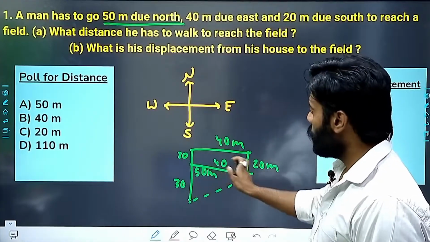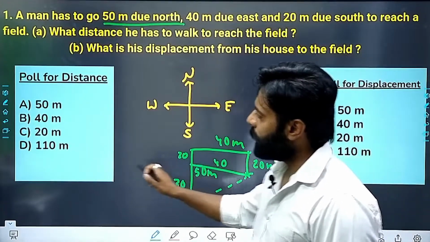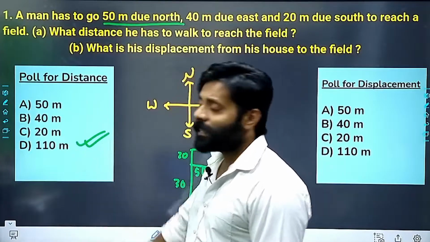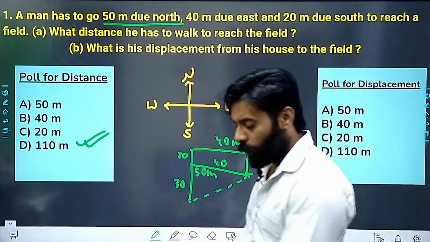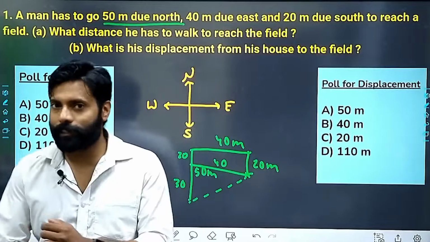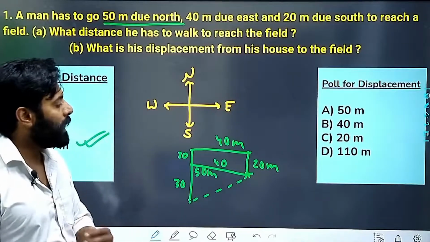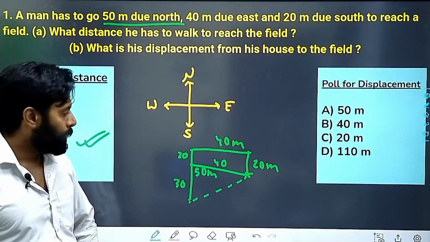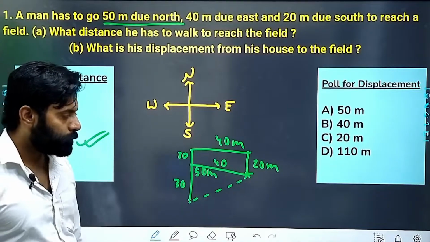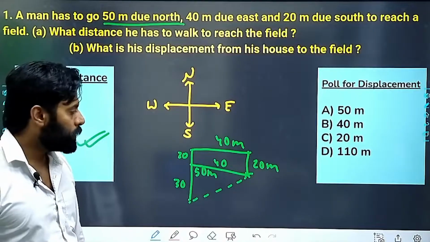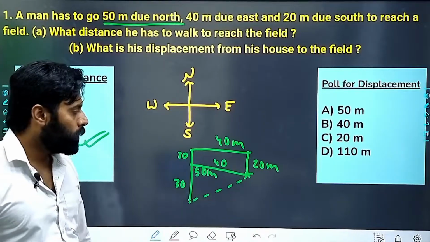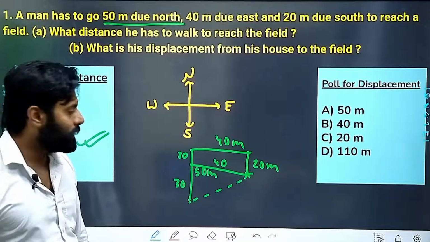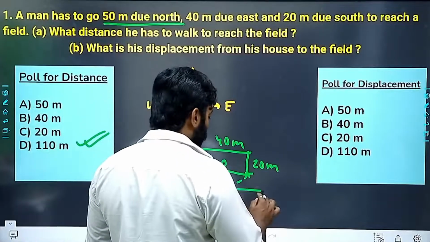50, 40, 90, 110. So distance is the actual path traveled by the body. You have to only add those things, right? Then second is the displacement. For displacement, you have to know the shortest path. So this is 30, this is 40, and you know how to get the value of the hypotenuse.